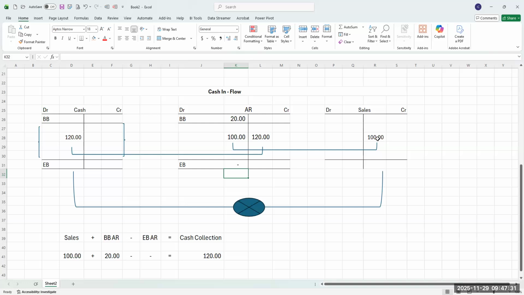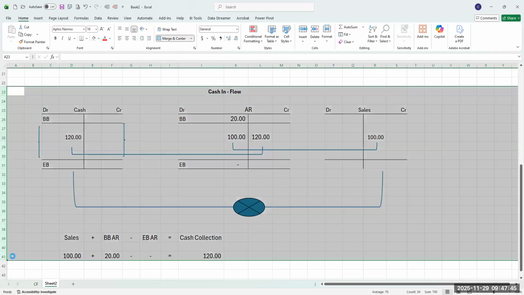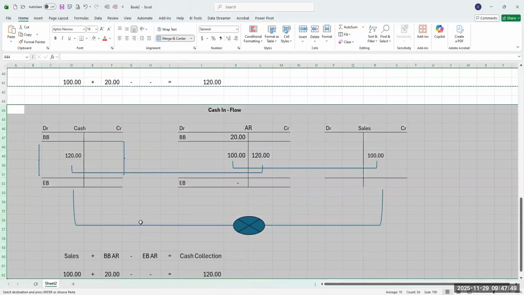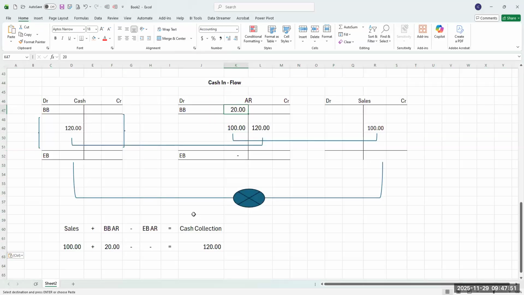120. What that means? We collected the sales, plus we collected the $20 from accounts receivables that we have from the previous month sales, and we are collecting $120. Now let's do the third scenario. Let's make it easy again. If my beginning balance is 0, my sales are 100. How much cash I collected?